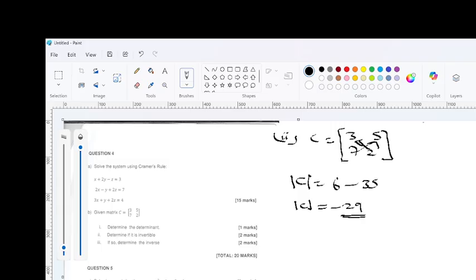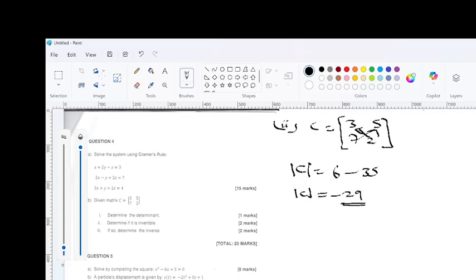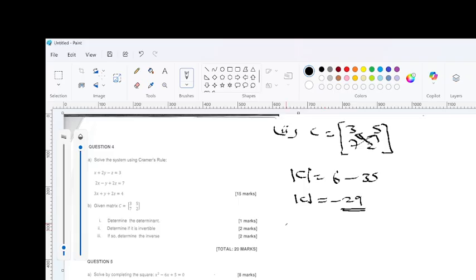A matrix is invertible if the given determinant is not equal to what? Not equal to 0. So let me just write this down. I'm using a blue pen. A matrix is invertible if the determinant of C, we've been given the determinant of C, I'll use the same C. If the determinant of C is not equal to what? Is not equal to 0.